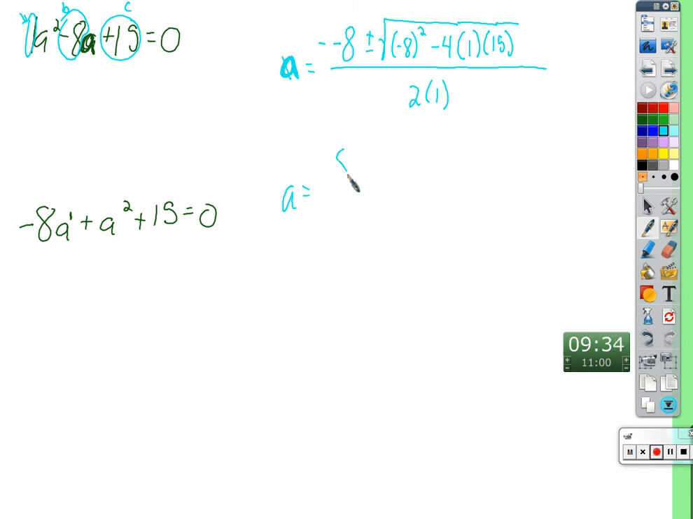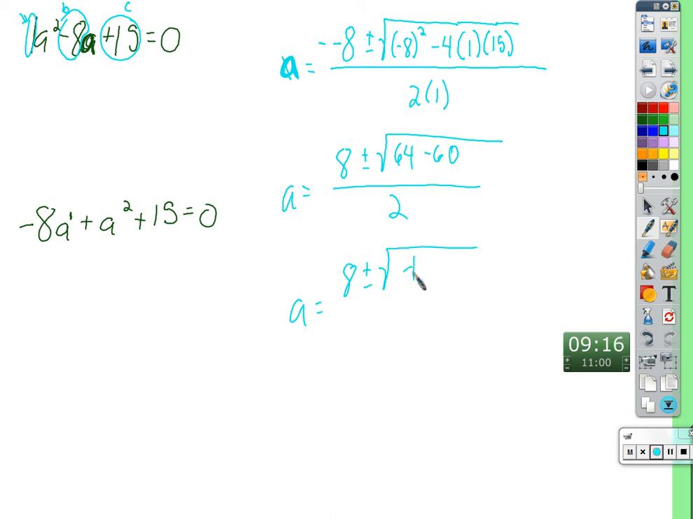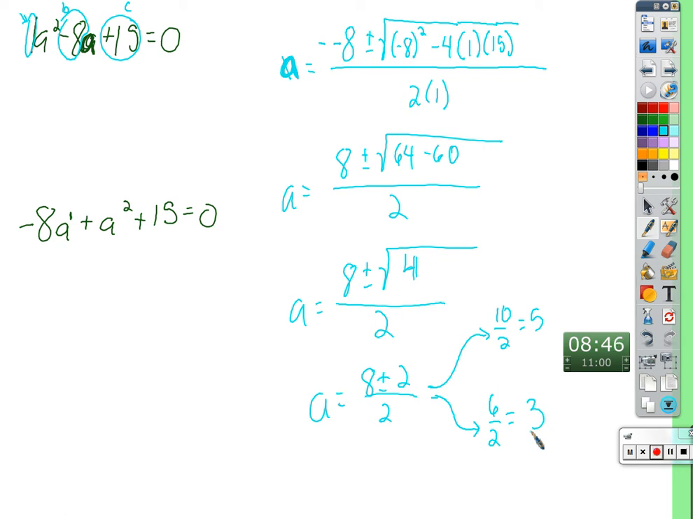So our solutions are 8 plus or minus, that's 64. Negative 8 squared is 64. 4 times 15, that's 60. It's negative 60, over 2. 64 minus 60 is 4. And the square root of 4 is 2. A nice number is 2. So we can keep going. 8 plus or minus 2 over 2. So, let's do the 2 together. 8 plus 2 is 10. Divide that by 2. 8 minus 2 is 6, divide that by 2, we get 5, and we get 3. So we got two nice solutions.